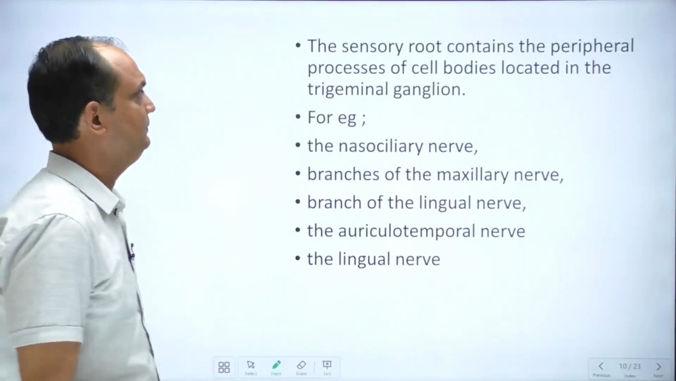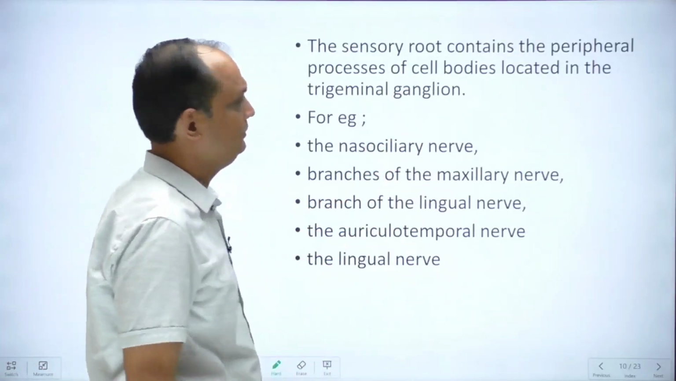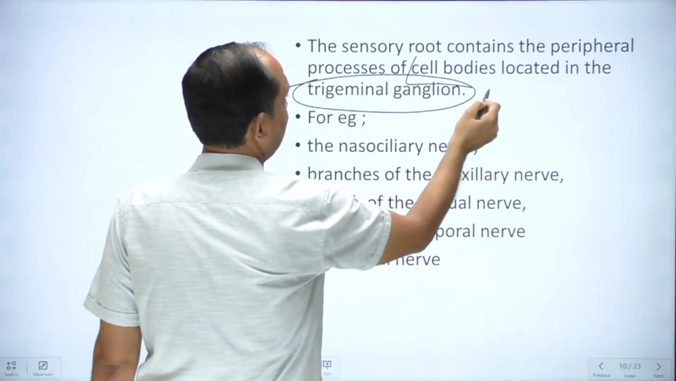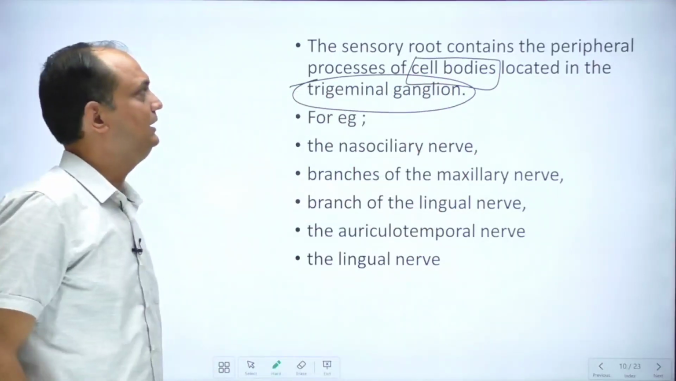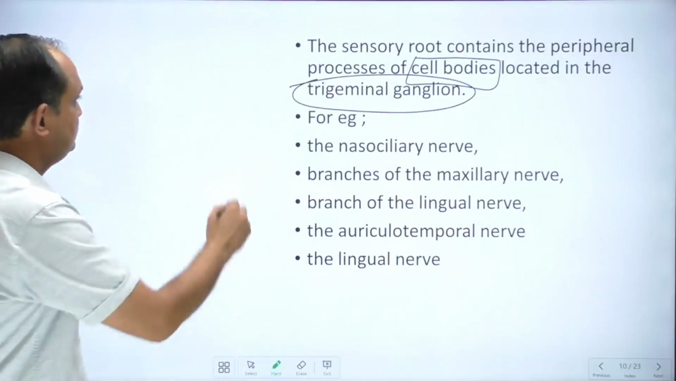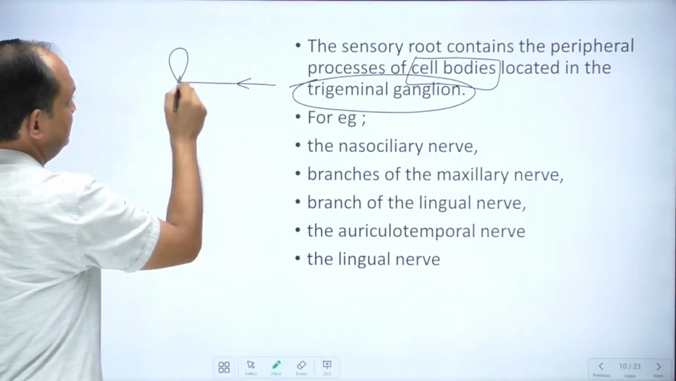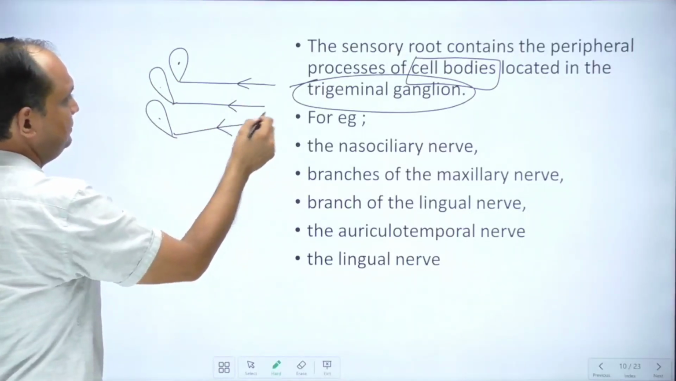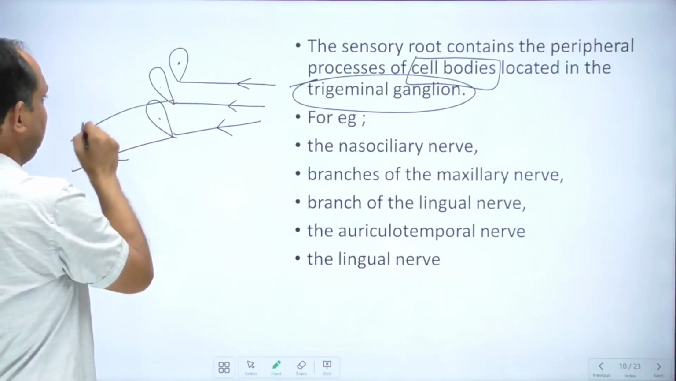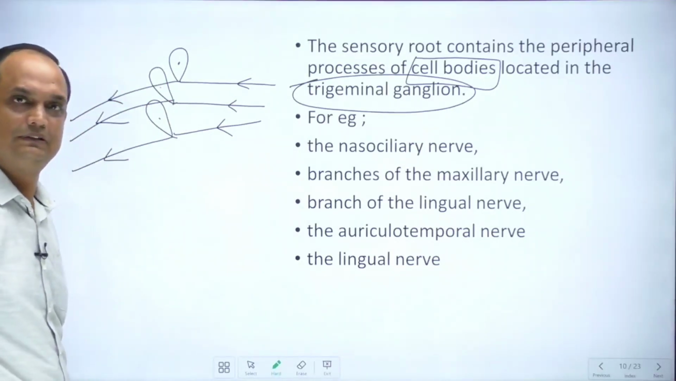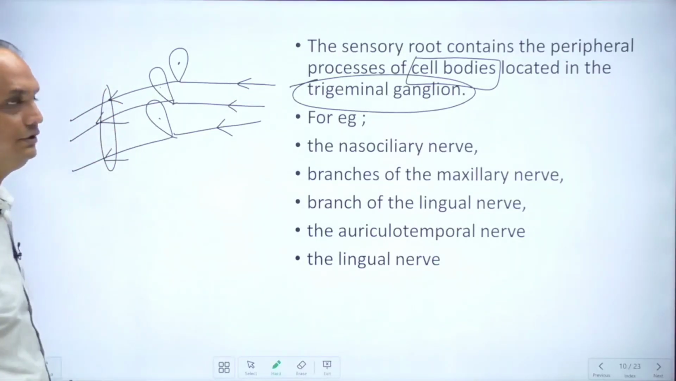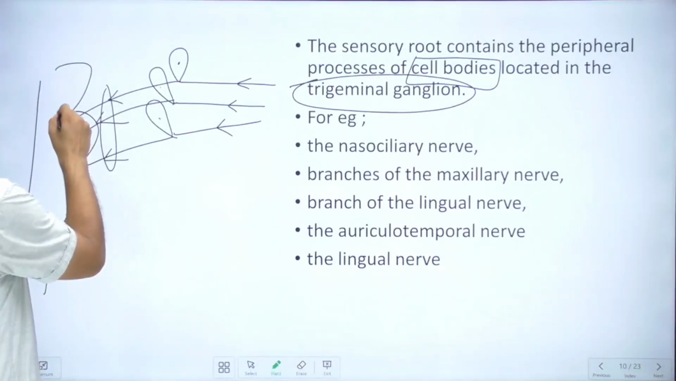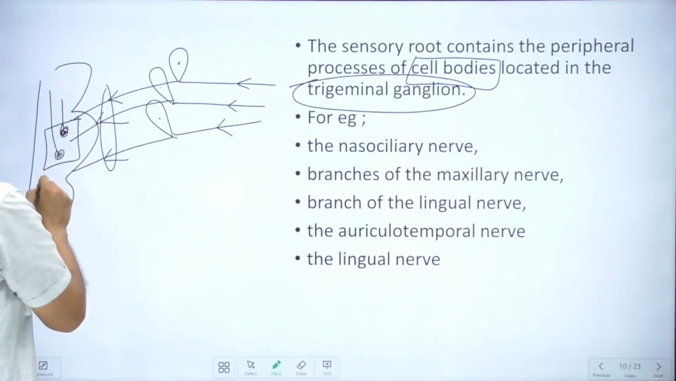Then the sensory root contains the peripheral process of cell bodies located in the trigeminal ganglia. Okay, so the cell bodies inside the trigeminal ganglia contain the peripheral process. Whatever the peripheral process is, their bodies are present in the trigeminal ganglia, and then they give rise to the central process, and these central processes form the sensory root, which ultimately enters the pons where they make a synapse with another group, known as second order neurons.